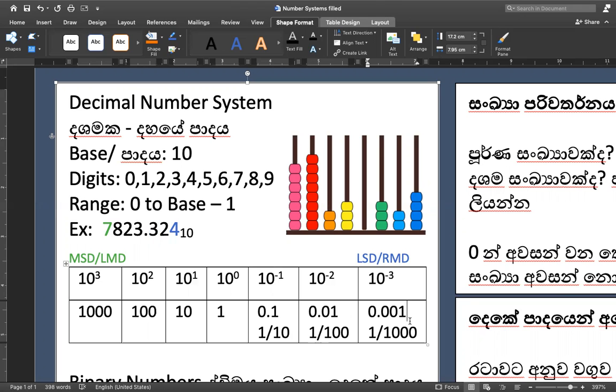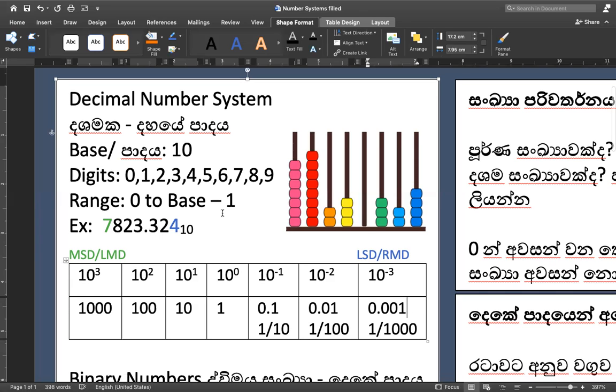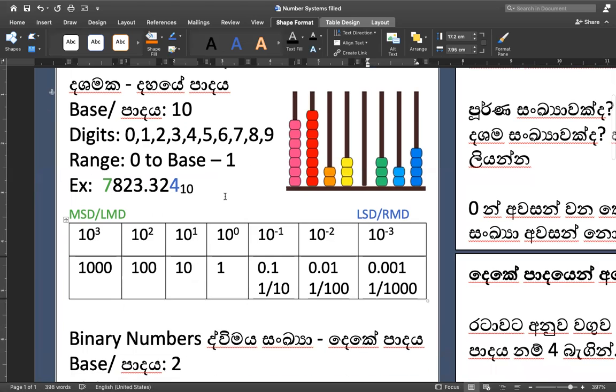Okay? Right. Referring to the same number system, referring to the base 10 number system, can you write the same for the binary number system? Binary means base 2. So can you tell me the digits in the binary number system? What are the digits?